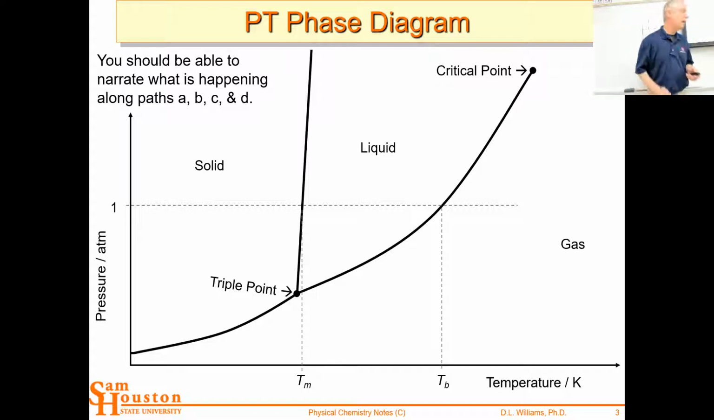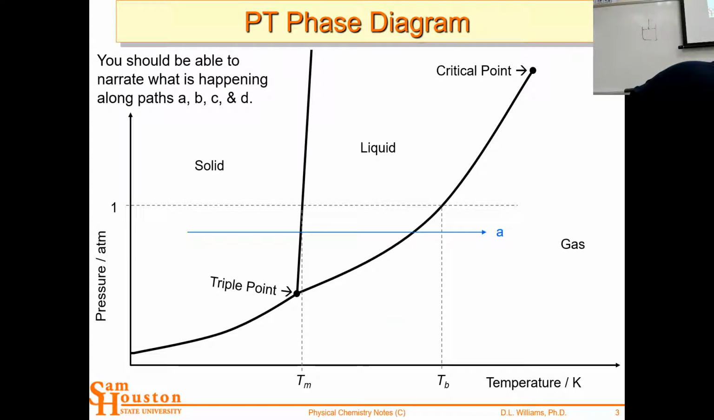Three. Okay. So once again, looking at all of these properties, here we have pressure in atmospheres, temperature in Kelvin. One atmosphere is labeled, and so that's going to define your normal melting and your normal boiling point. So this would be the melting point and boiling point at 1 atmosphere. So those are your normal melting and boiling points. This is not water.